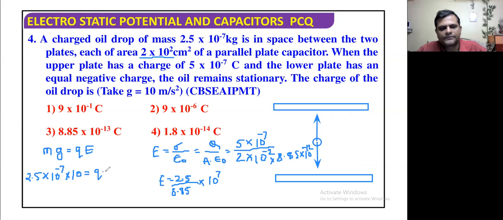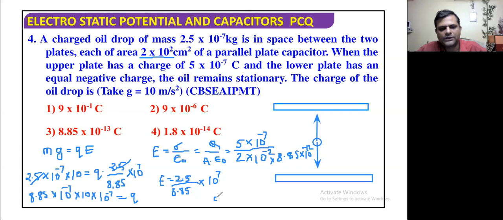Q is to be found out, and E is already found out, that is 2.5 upon 8.85 into 10 raised to minus 12, and that is to be multiplied with 10 raised to 7 simply. So this 2.5 will just get cancelled from here, and this 8.85 can be transferred to that side, and this 10 raised to 7 will also get transferred to that side, so that we get this 8.85 into 10 raised to minus 7 into 10 into 10 raised to minus 7 once again. That is going to be equal to Q.